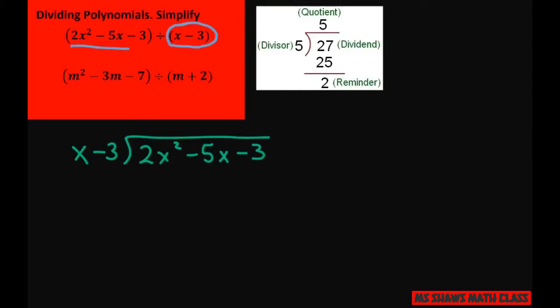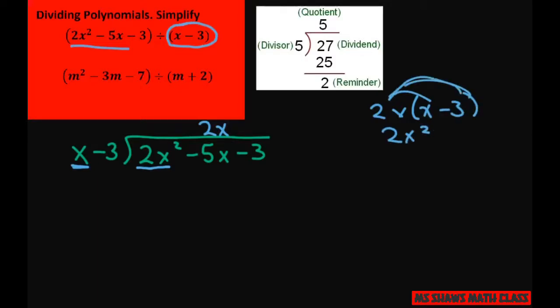And what you do is you ask yourself, what times x, and we don't care about the negative 3 at this point. We're trying to always get rid of the first term or use our zero property. So what times x gives me 2x squared? That's going to be 2x. So we're going to do 2x times x minus 3. That's going to give me 2x squared, which is what we wanted, and this part's going to be minus 6x. So let's write that down.